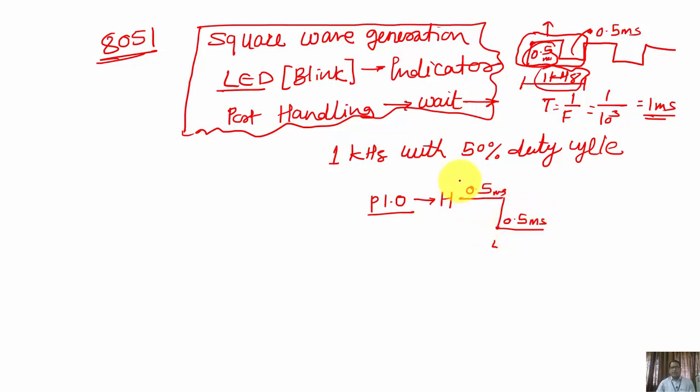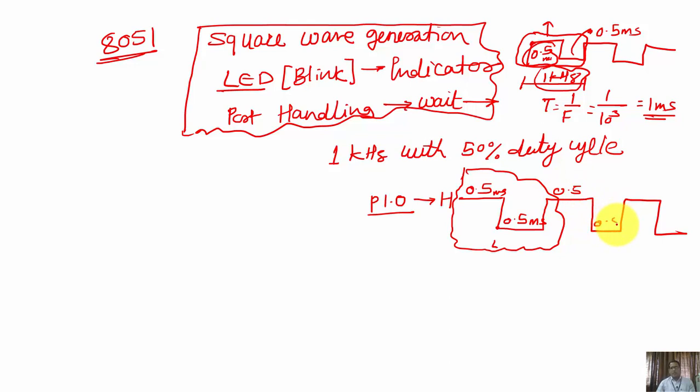And this specific activity or code we are going to repeat n number of times. So this wave is reflected at the output. This is for 0.5 millisecond, and this is for 0.5 millisecond, like this. So in this case, it is necessary to introduce a delay, and that delay is equal to 0.5 millisecond.